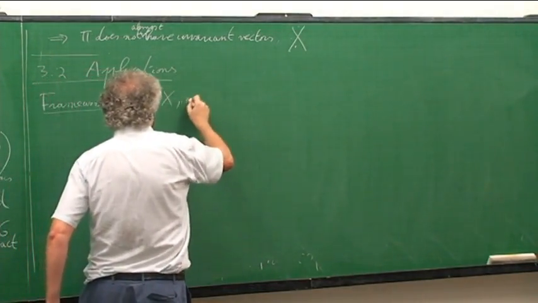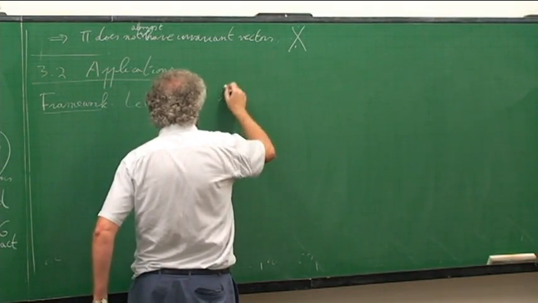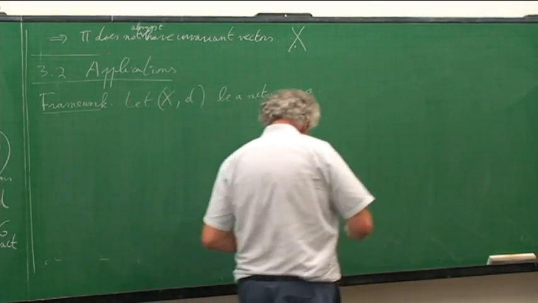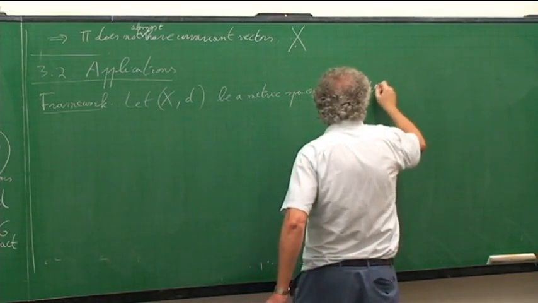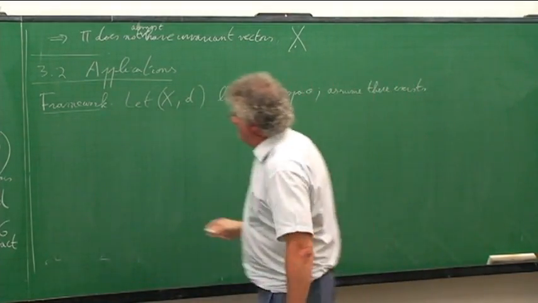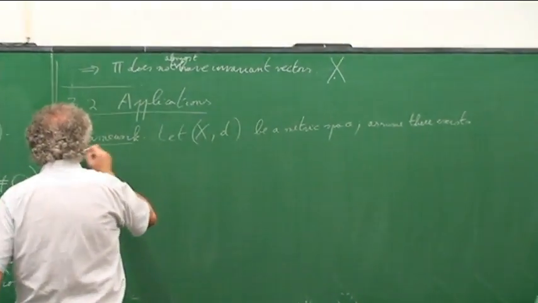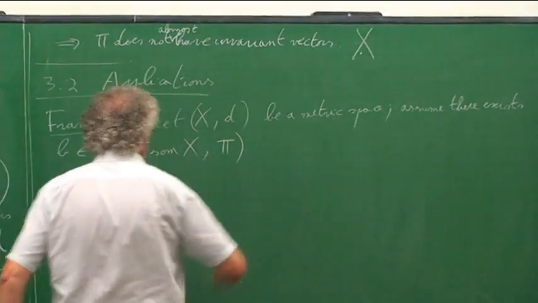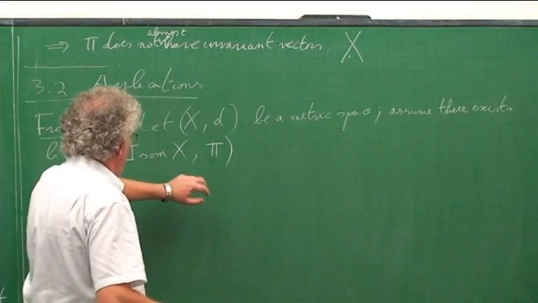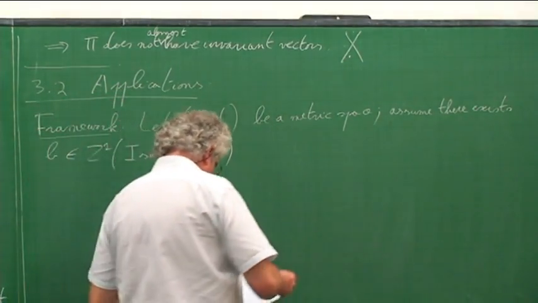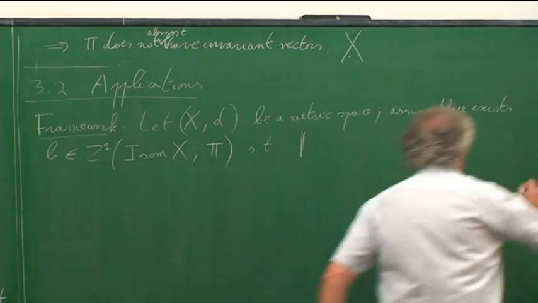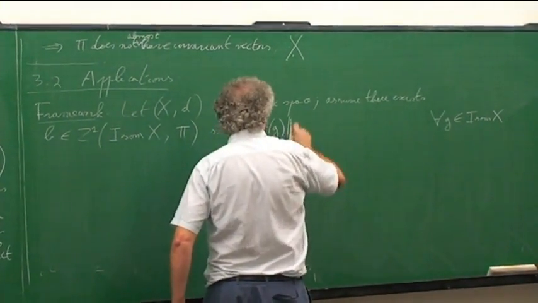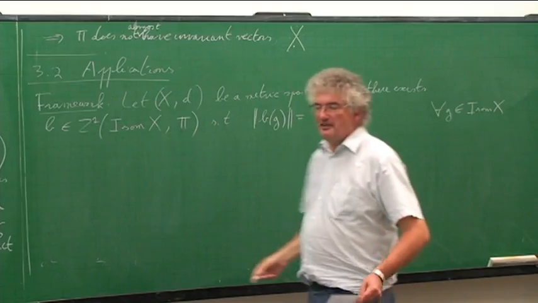So, take a metric space, X, d. And assume you can build a cocycle for the group of isometries of X. So this means assume there exists some representation of the group of X and some cocycle for which you have the following equality, such that for every g in the isometric group, the norm of b_g, the norm of the cocycle, is a function of the distance.